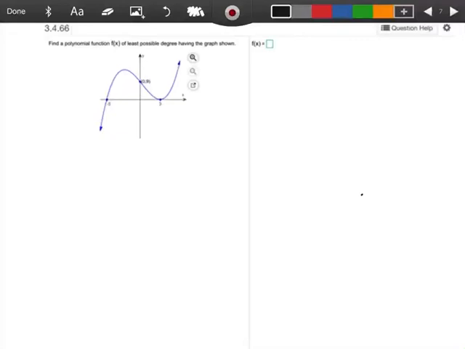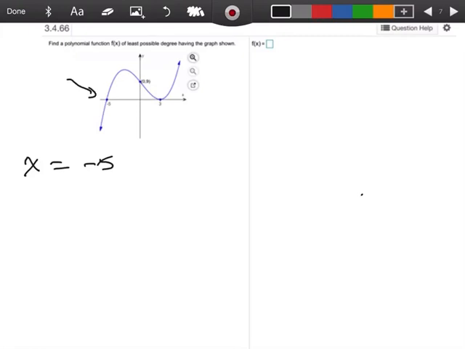Problem here and see if we can't figure it out. It says find a polynomial function f of x of least possible degree having the graph shown. Okay, so a couple things we know. We know that we have a couple of x-intercepts. So one of them is that x is equal to -5. That's this one right here.